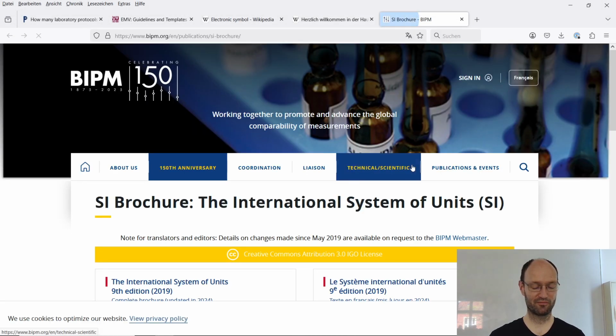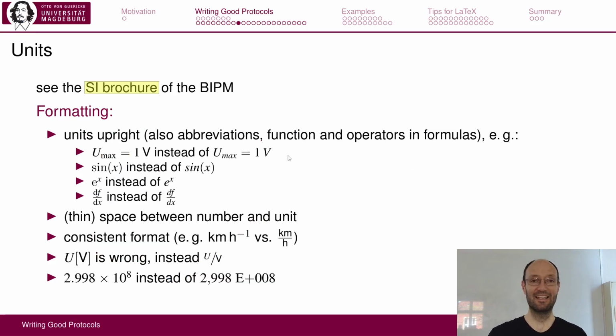You can also find this on the internet. And there are some main rules. The first rule is units are always written in upright letters. So not slanted, no italics, upright, Roman type. And this also applies to other mathematical quantities as well. For example, if you have a voltage and it's the maximum voltage, then max is the abbreviation for maximum. Because it's not a symbol, not a variable, but a word, an abbreviation, you would also write this upright. The volt is also written upright. This would be wrong, this would be wrong.